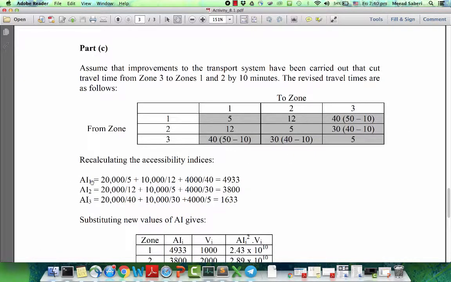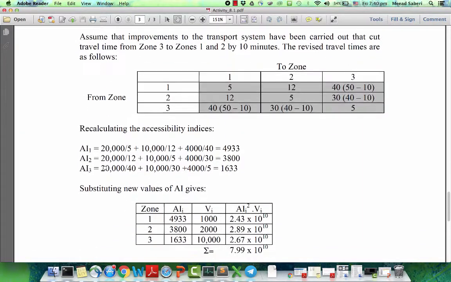Using the Hansen's accessibility index formulation, which was the number of jobs over the travel time, plus the number of jobs over the travel time, plus the number of jobs over the travel time, for every j, you can calculate the new accessibility index. We do the same thing for accessibility index of zone 2, accessibility index of zone 3.